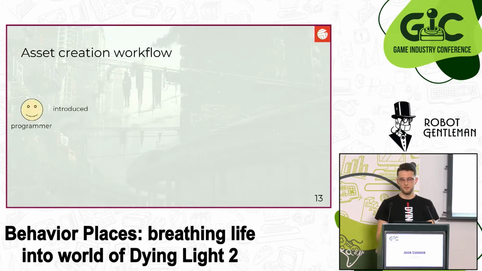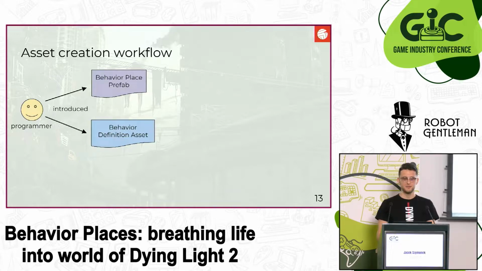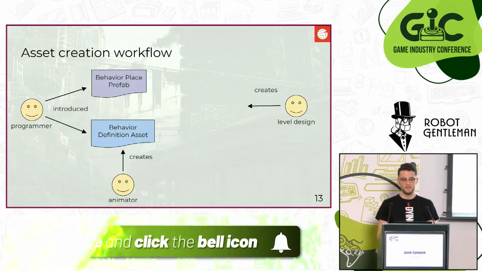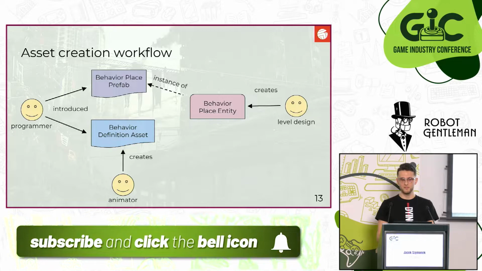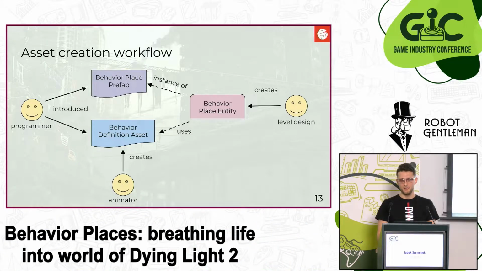First, we as programmers created a special prefab, and we've introduced a new asset type called the behavior definition. These assets contain all the behavior configuration and animation data required, and they are created by the animators. The level designers, on the other hand, create behavior place entities by placing them in a desired location and choosing the desired behavior as a parameter. The entity uses the new asset we've introduced to parameterize the AI behavior. This way, animators can create the definitions in isolation, and level designers can then reuse them in multiple locations in the game.